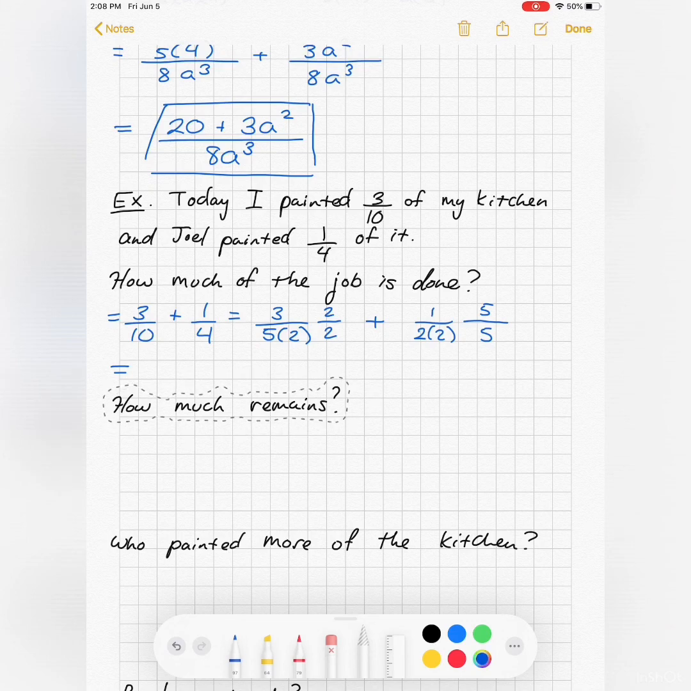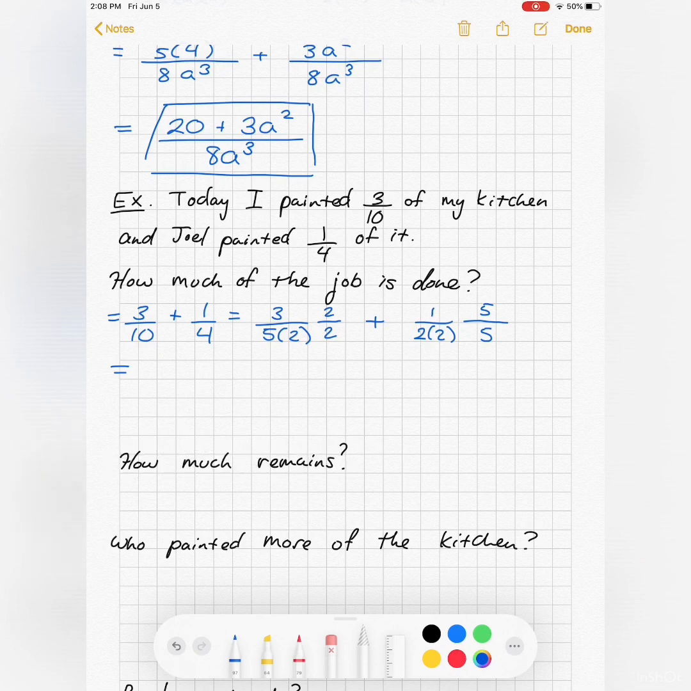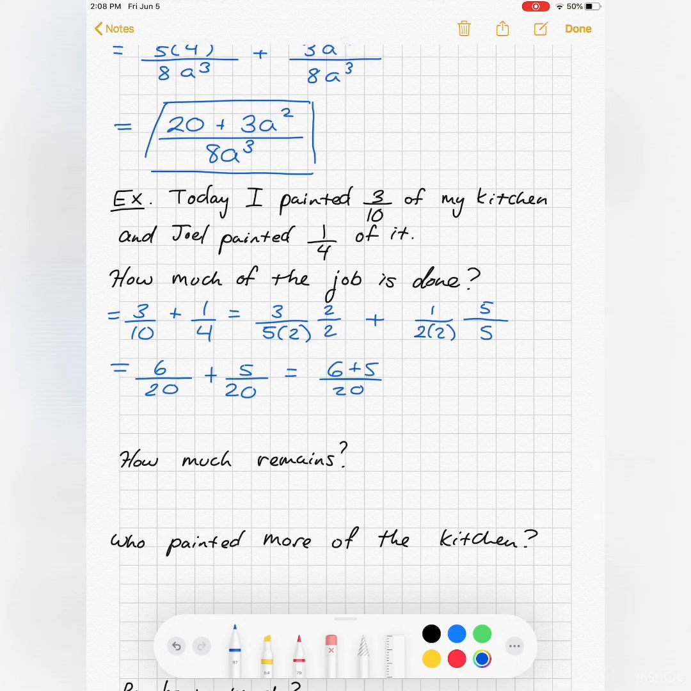3 times 2. Six. What is that? 10 times 2, 20. Minus 5 over 20. How come I switch to a minus? It's a plus. Okay, so how much of the kitchen is painted? 11/20 of the kitchen is painted.